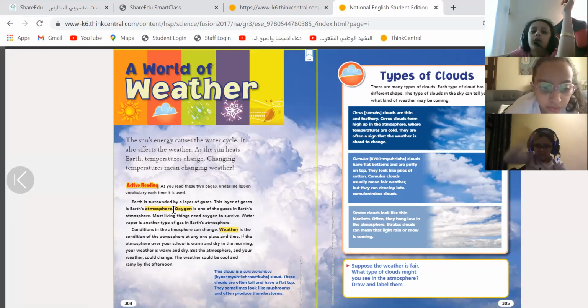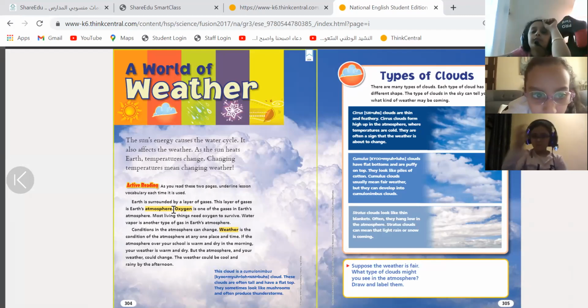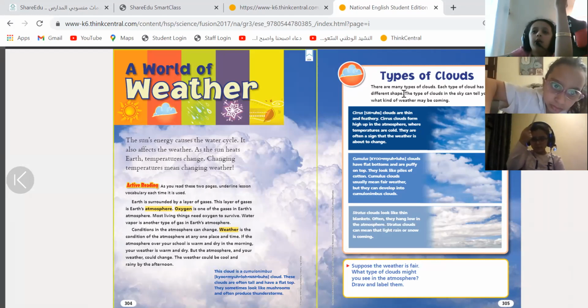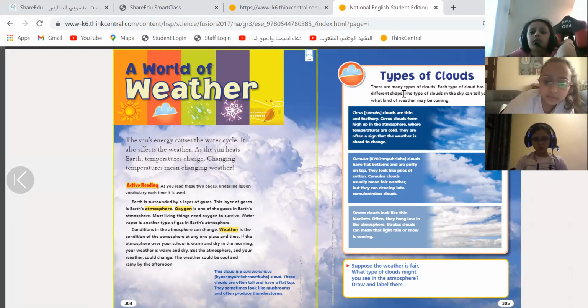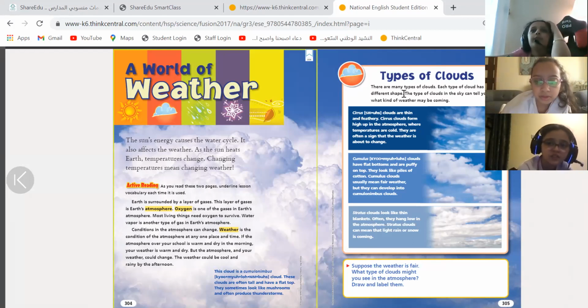Number one, we talked about the atmosphere. What is the atmosphere? It is a mixture of gases that surround Earth. So a mixture of gases that surround Earth, what do we call it? Atmosphere. What do we call it, guys?